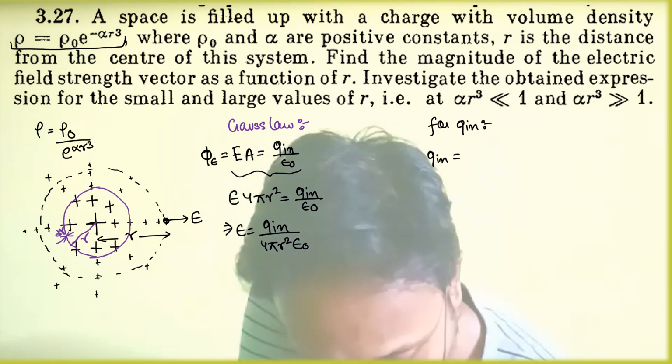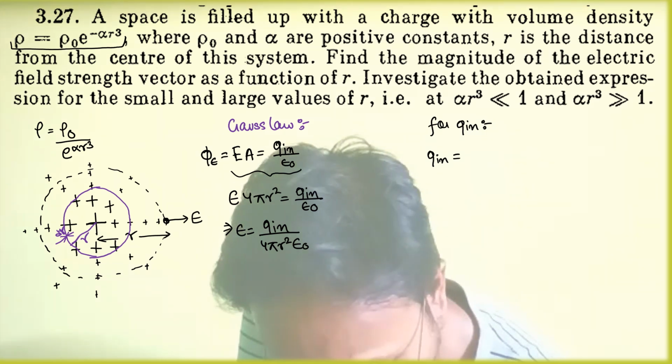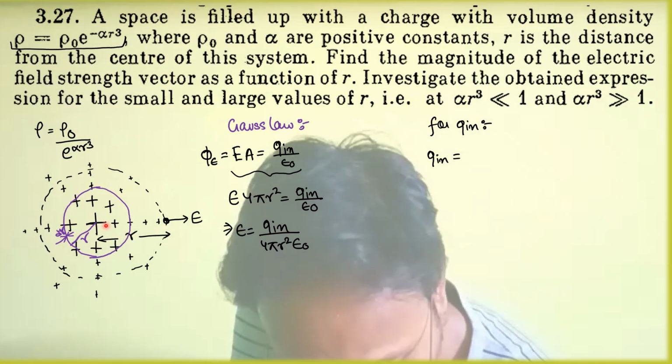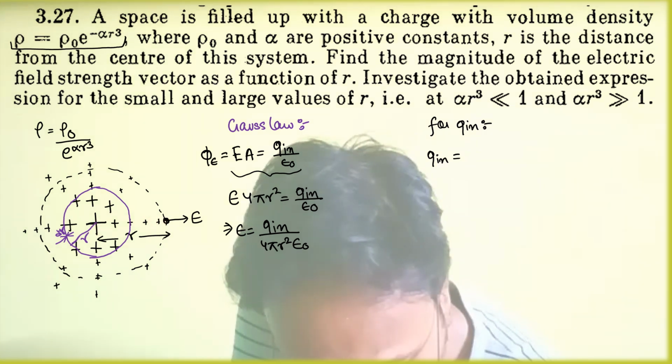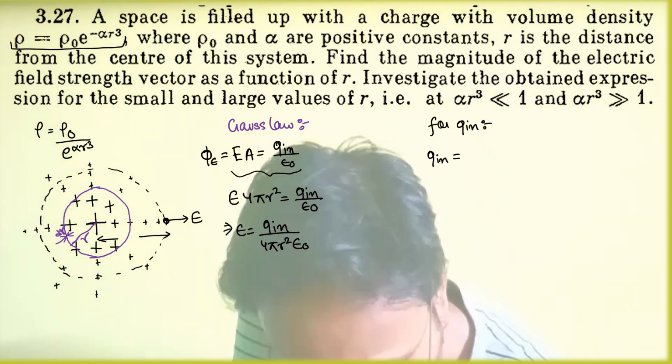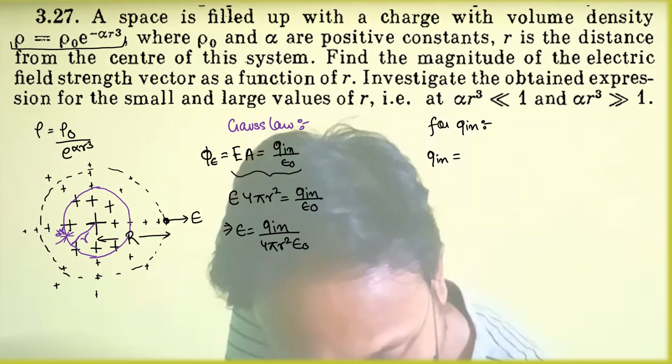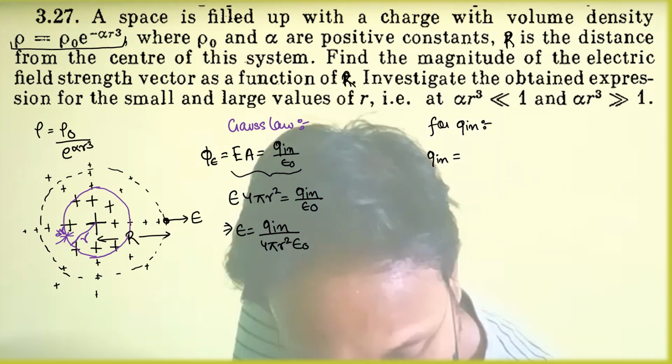Okay, in order to avoid confusion, if I take small r out here, I'll take capital R out here. Capital R is nothing but the distance from the center to the point. So let me make this capital R in order to avoid confusion. This is also capital R, capital R in the question also.